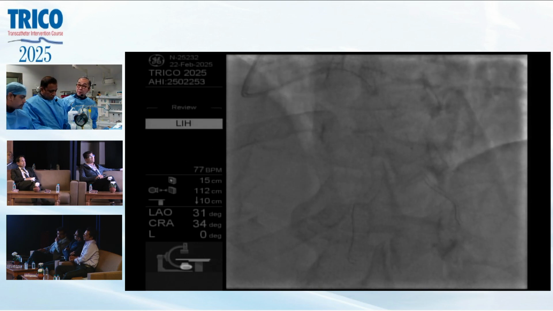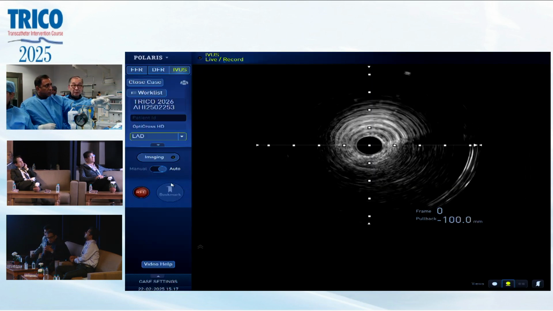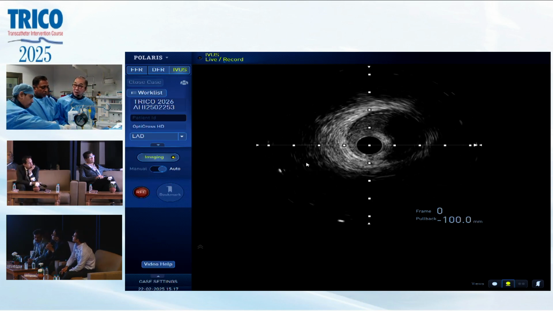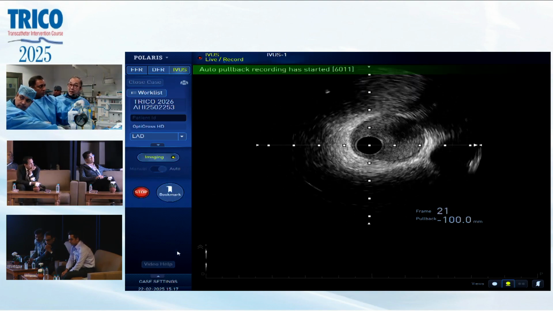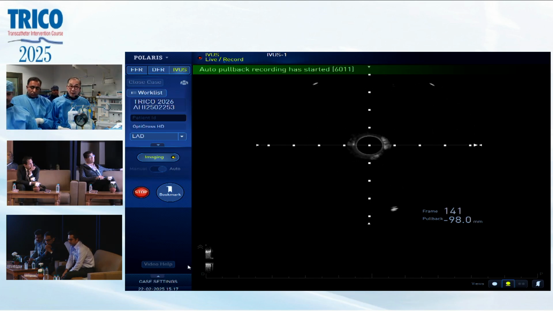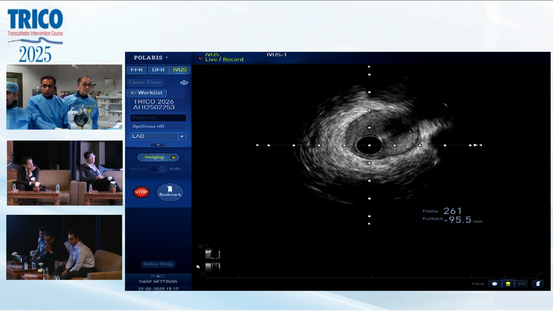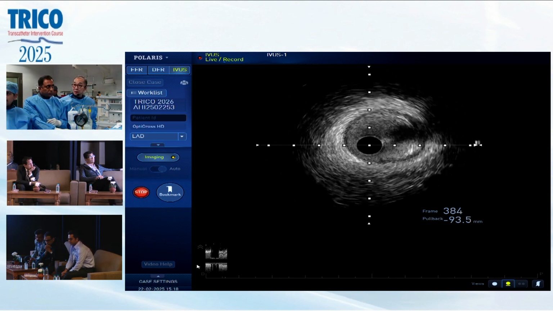Can I see the imaging live? Live the IVUS? IVUS, oh good. We can pull back here. Here is the diagonal, right? Can we pull back? Yes. Can you start it? Okay, yes.